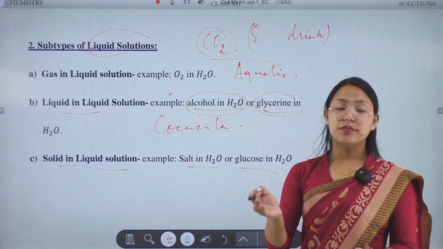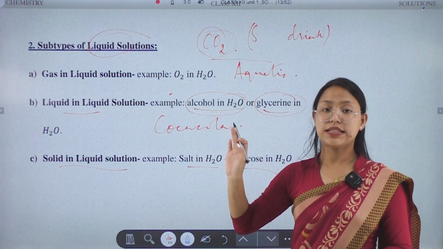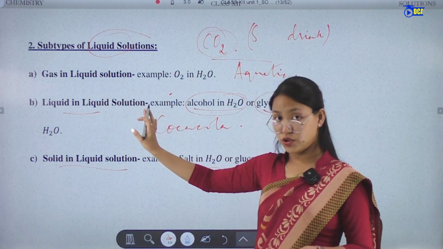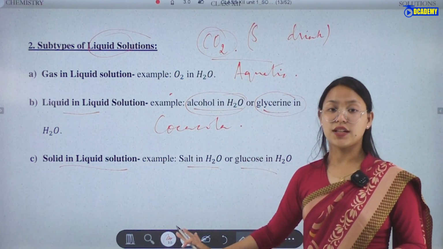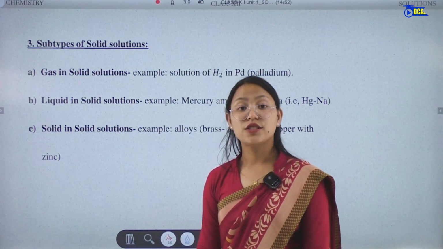So, similar to the case of the gaseous solution, liquid solutions have this. So it has three subtypes. They are gas in liquid solution, liquid in liquid solution, and solid in liquid solution. Next, last type is the subtypes of solid solutions.